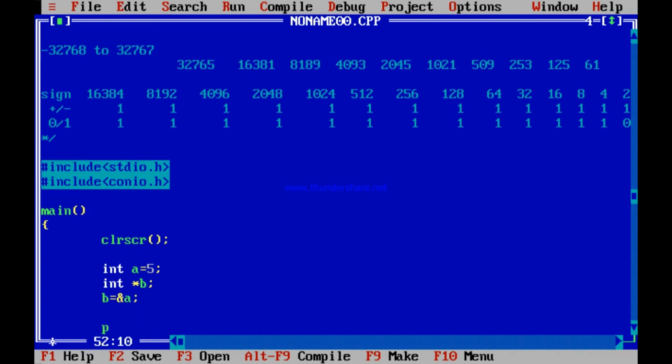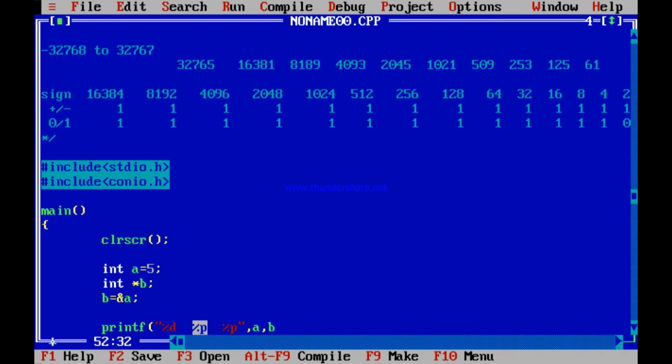And then if I print F, percent D followed by a little bit of gap, then again percent P, sorry, percent P, and I replace the first percent D. That means I want to print an integer. What can I print in this place? A. What should be printed? 5. But if I print percent P, that is an address, we can print B.